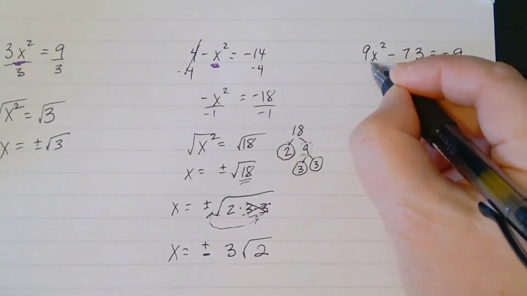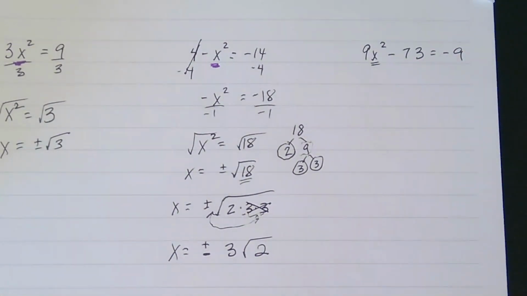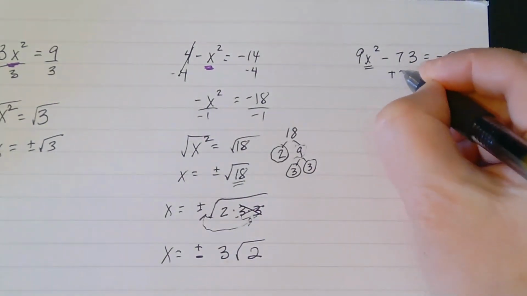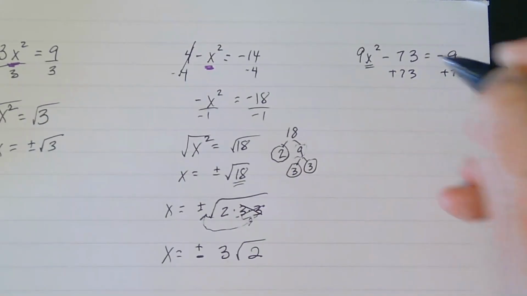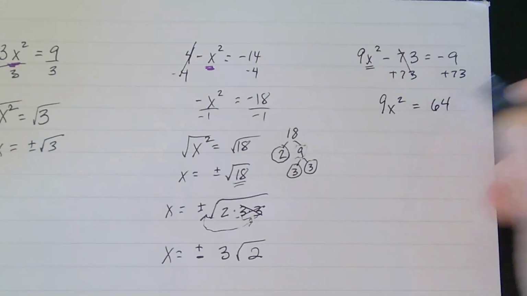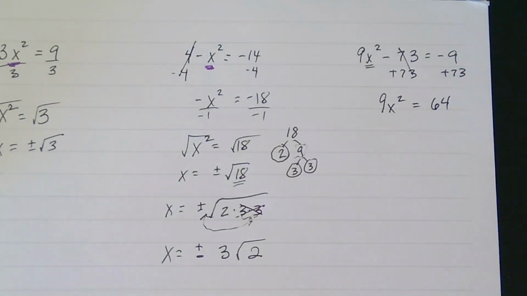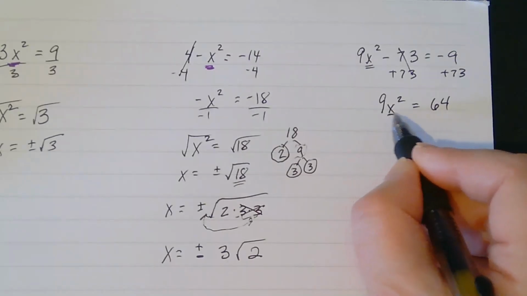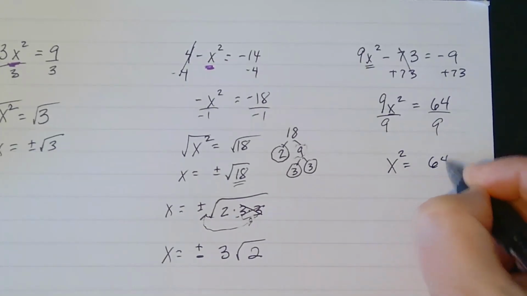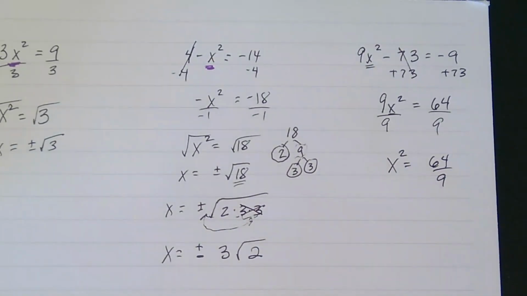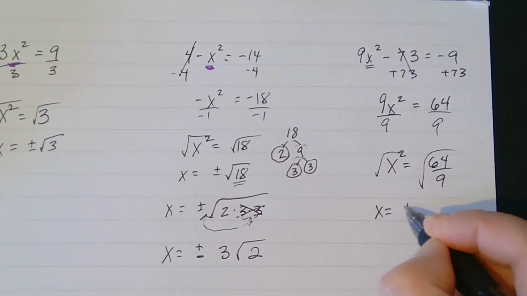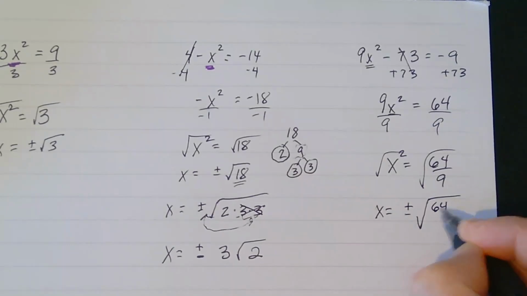Okay, on this one, again, I want to get this x squared by itself. I know that I can't solve by factoring because there's no x term. So I will start by adding 73 to both sides. So this cancels and I get 9x squared equals 64. Then I want to still solve for x, so I've got to get this by itself. So I'm going to divide both sides by 9. So x squared equals 64 divided by 9. And then I know I need 2 solutions, so I'm going to square root both sides. So I get x equals plus or minus the square root of 64 over 9.